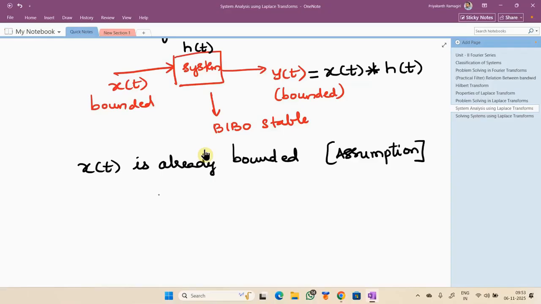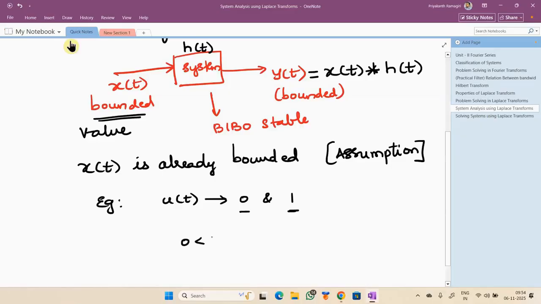Time bounded, sir. Hmm. Bounded input, am I talking about time bounded? I think no. I'm talking about its value being bounded. It's not about time bounded, it's all about value bounded. Example, u of t. The values of u of t lie between 0 and 1. So these are the bounds of u of t. Am I right? Yes, sir. So this is value boundedness.